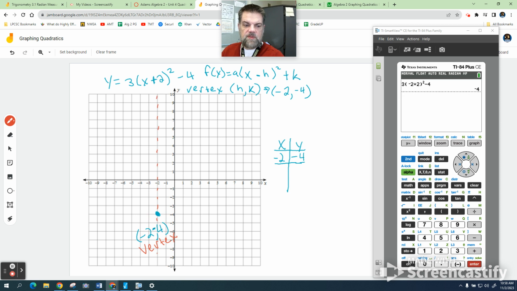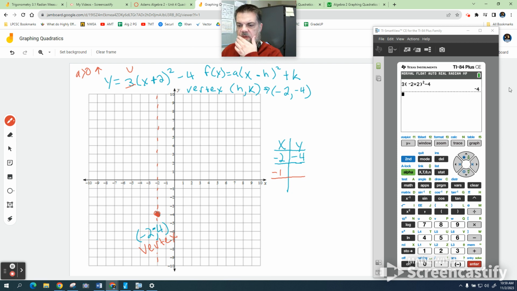Also, 3 is positive, right? So because 3 is positive, how is that going to open? Up or down? That's going to open up. When a is positive, or greater than 0, it opens up. So I'm going to have my U shape like this. Okay? So I want to pick a point that's pretty close to negative 2. So what I'm going to do, I'm going to change to red. You can see the red a little better. I'm going to plug in negative 1.